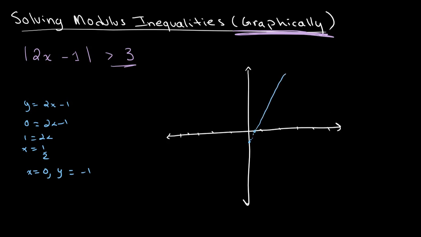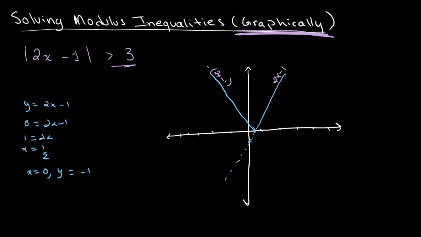So it goes like this and then goes below 0. Now we need to reflect our graph in the axis. So that should look something like this. And this on the right is the graph of y is equal to 2x minus 1. And on the left we have the graph of y is equal to negative 2x minus 1.